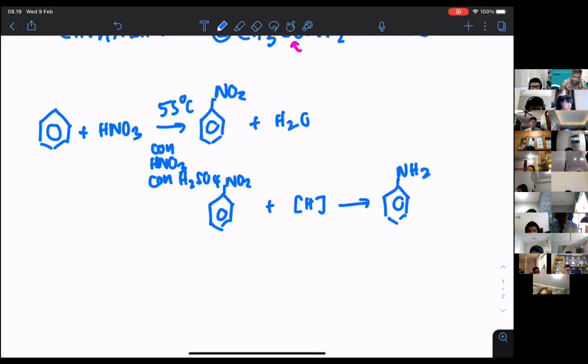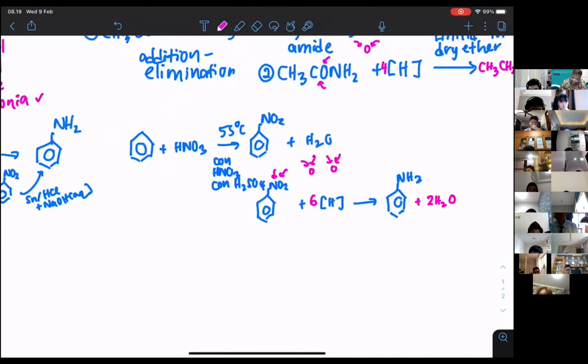How to do this is also quite simple. You take out the 2 oxygen from here. The nitrogen will react with 2 hydrogen, so 2 hydrogen came in, another 2 hydrogen have to come over here, 2 hydrogen over there, total 6 hydrogen. And then you are going to get 2 moles of water. This is done in the presence of, not the LiAl, this one is tin and concentrated HCl.